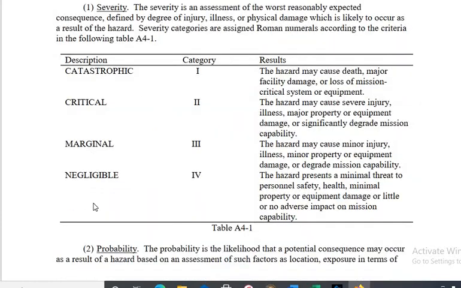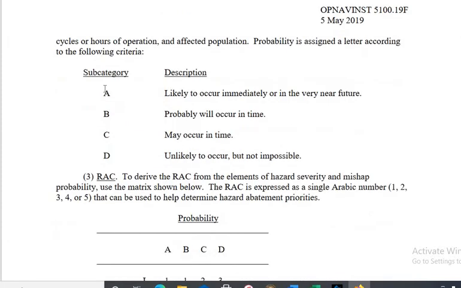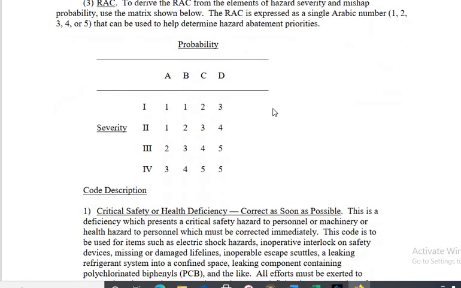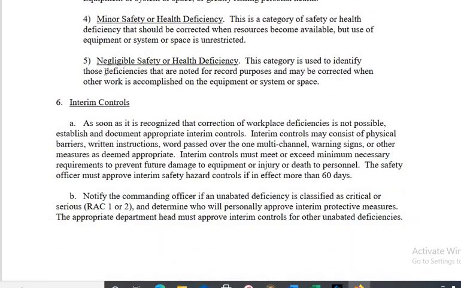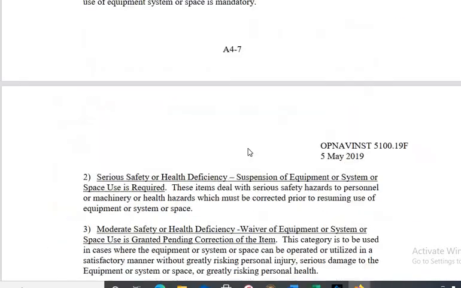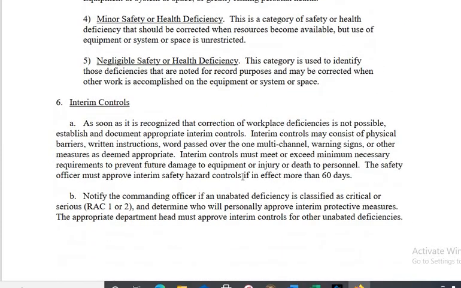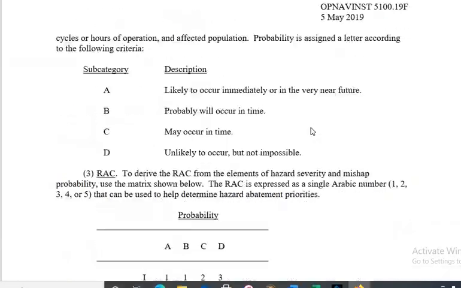What is the catastrophic to negligible? 1, 2, 3, 4 in Roman numerals. Subcategory A, B, C, D. A is the worst, D not so bad. The RAC is a combination of the two. RAC code 1, critical, correct as soon as possible. RAC code 5, negligible safety or health deficiency. 2 through 4, somewhere in between. And again, the safety officer must approve any interim safety hazard control if in effect for more than 60 days.